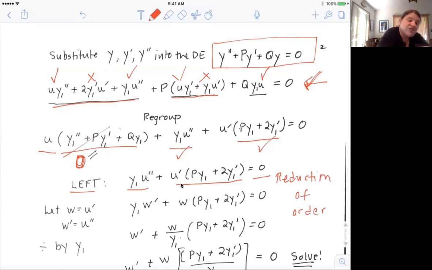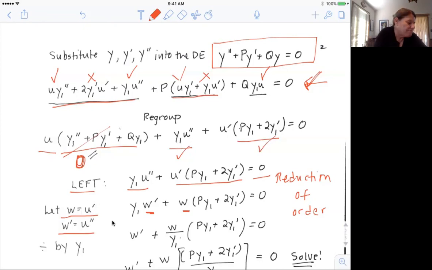I'm going to do that the same way I did it in the other problem. I'm going to let w be u prime, and w prime is u double prime. And I'm just going to substitute those things in right here in this step. u double prime is w prime, u prime is w. So there are my variables, the thing I'm looking for. I'm really looking for w, because w is u prime, and if I can find out what w is, I can find out what u is, because I'll just go backwards and integrate.